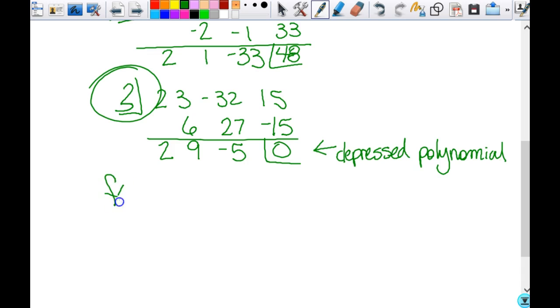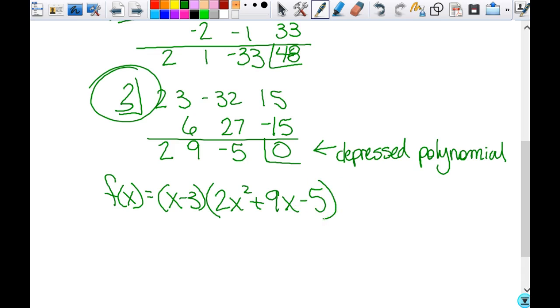We've got f of x equals, since this is a root, it's x minus 3 times, now this was a cubic, and we've taken one factor out, which means this is our x squared term. So I've got 2x squared plus 9x minus 5. Everybody with me? Okay, so here's something else that this may or may not help you at this point.